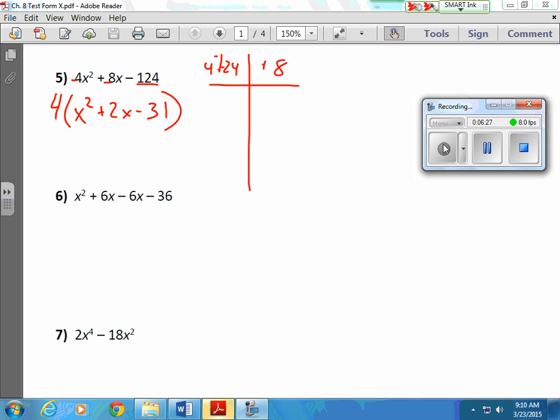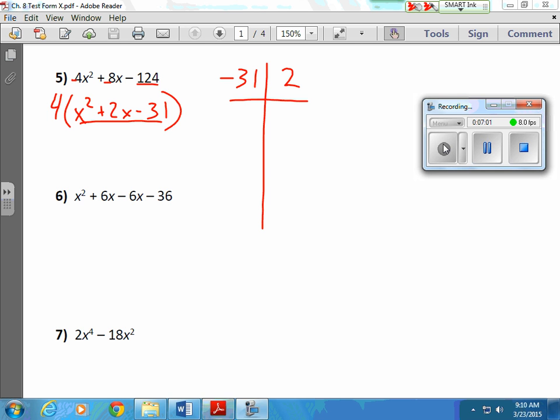Now, this is factored, but it's not totally factored. I factored out a 4, but what's inside the parentheses needs to be factored also. But I have a trinomial that has a 1 as the coefficient, so now I don't have to do the factoring by grouping, though you could if you wanted to start with it at the very beginning. I'm just trying to figure out what's going to multiply together to give me negative 31 and add together to give me 2.